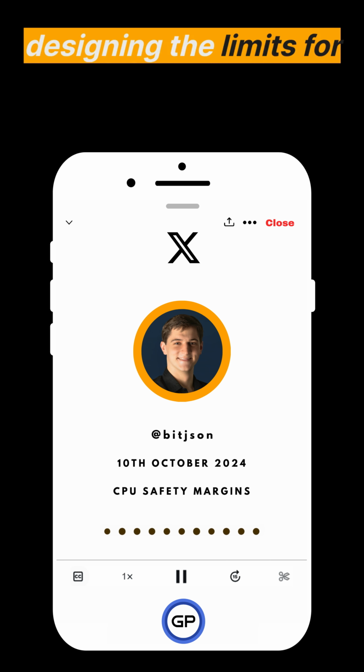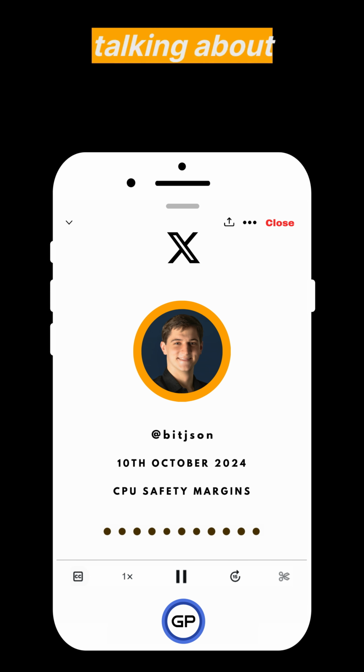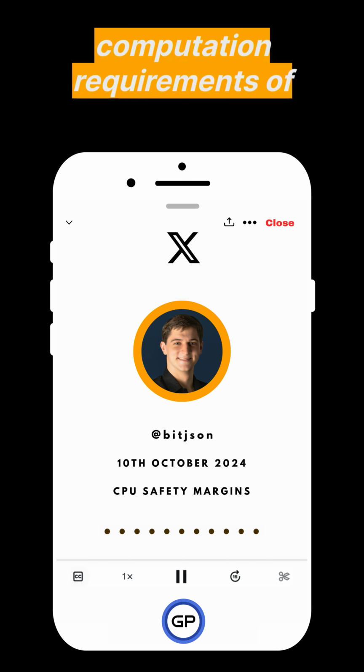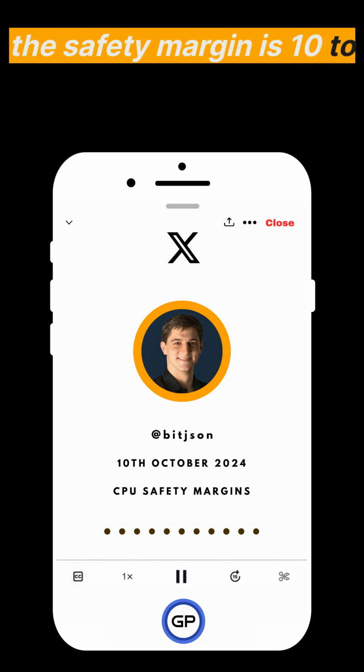But for the purposes of designing the limits for the virtual machine and talking about specifically the computation requirements of validating a transaction, the safety margin is 10 to 100x.